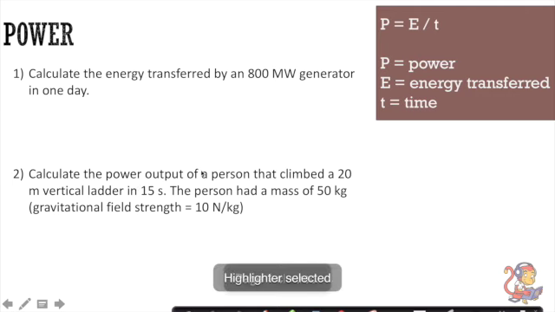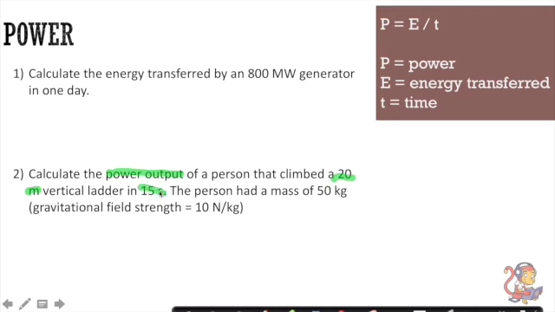If I just clear that first question, we can concentrate on this one now. So for this second question, you need to calculate the power output of a person that climbed a 20-metre vertical ladder in 15 seconds. The person had a mass of 50 kilograms, and this is the gravitational field strength. So just annotate it with what you've got. You've got P for power, you've got a height, you've got a mass, check the units, yep, kilograms, meters, good. Over here we've got a time, and here we've got a gravitational field strength.